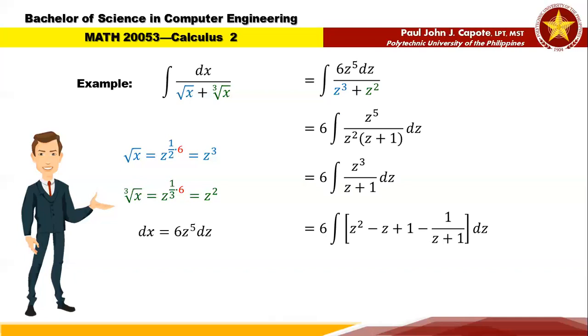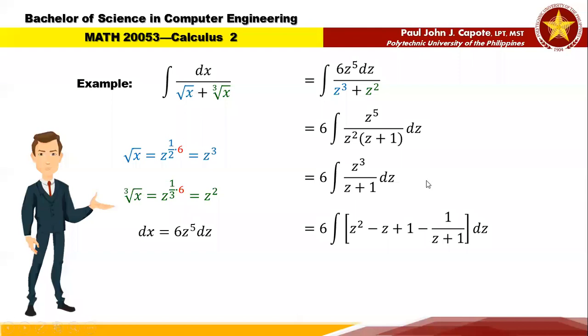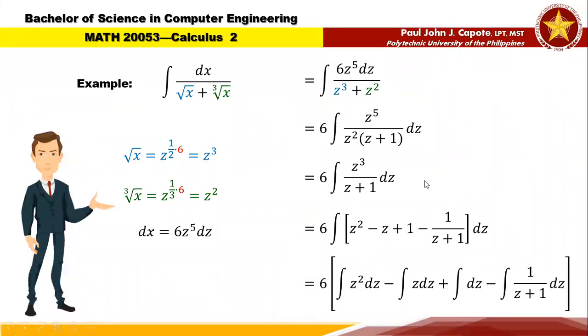How did we get the expression inside the quantity? We performed polynomial long division to the previous integrand. We divided z cubed by z plus 1. And applying the rule of polynomial long division, we get z squared minus z plus 1 minus the remainder 1 over z plus 1. Then, we apply integral of sum or the linearity rule.